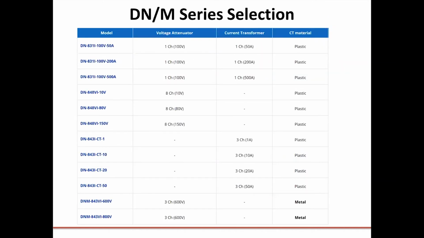And just to give you an idea of what we have available, this is the DN and DNM series selection table. The difference between DN and DNM is just that the DNM modules have a metal housing. But you can see these come in current transformer versions, voltage attenuator versions, and versions which measure both.